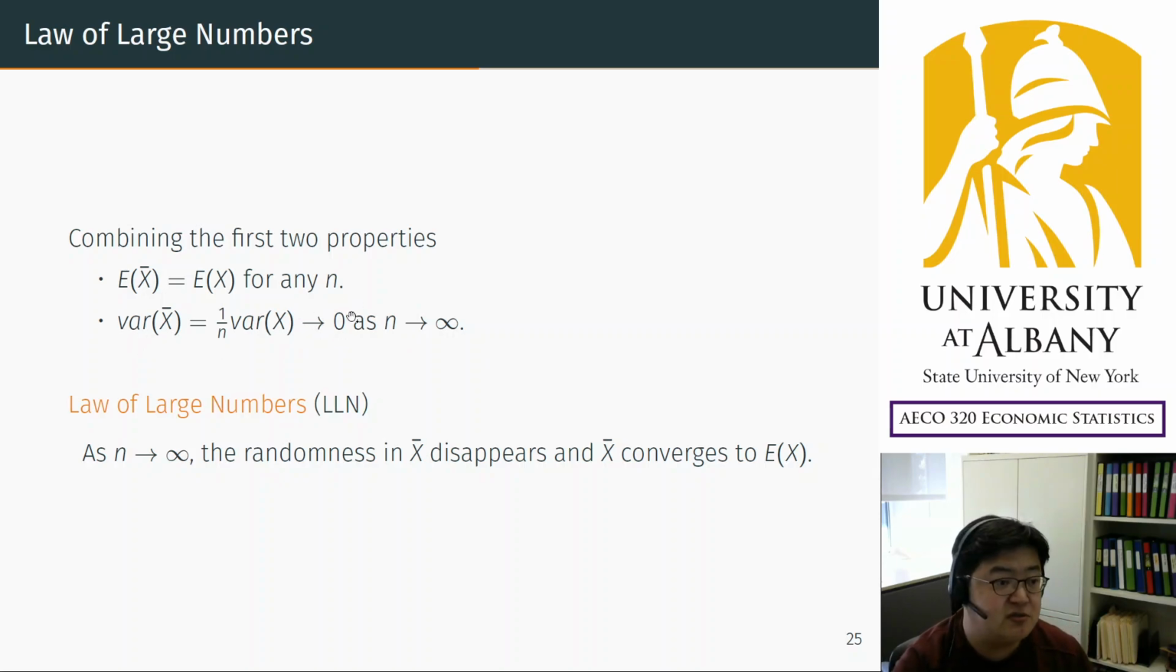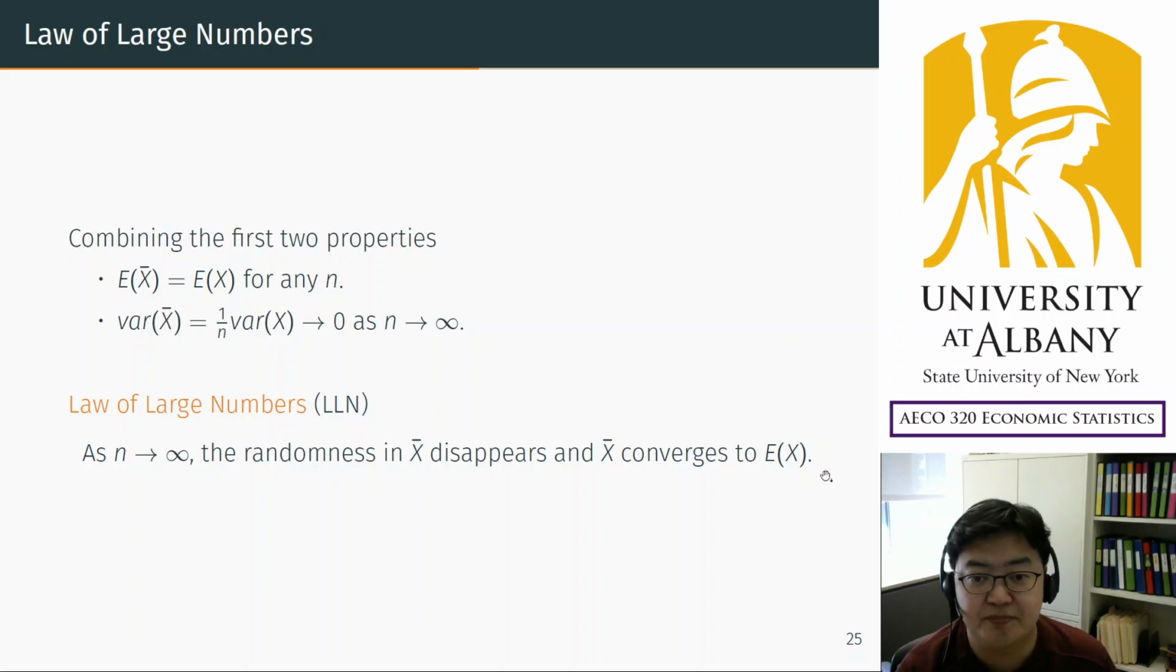So when variance goes to 0, that means it becomes a constant. X bar becomes a constant. The variance of the average goes to 0 means the average becomes a constant. So you can say this: as the sample size increases to infinity, the randomness in the average disappears, and the average converges to the true population mean of a single variable, right? That's the law of large numbers. The sample mean converges to the population mean.